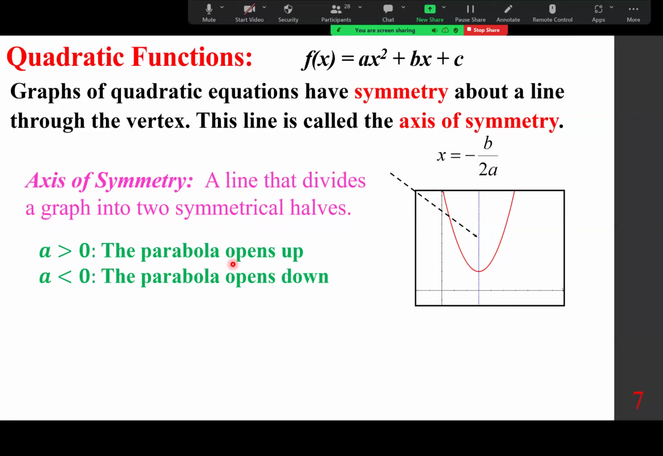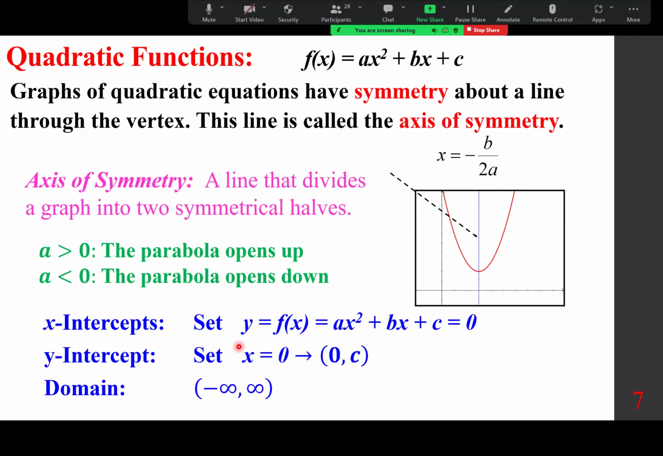If a is greater than 0, the parabola opens up. If a is less than 0, the parabola opens down. X-intercepts, in general, set y equal to 0 and so on. Y-intercept takes place at x equals 0, so it's c. Domain, it's all real numbers. The range depends on whether it opens up or down, and the location of the vertex.